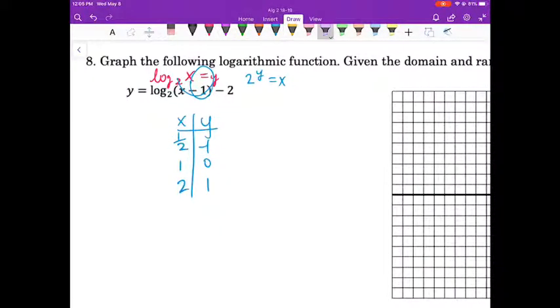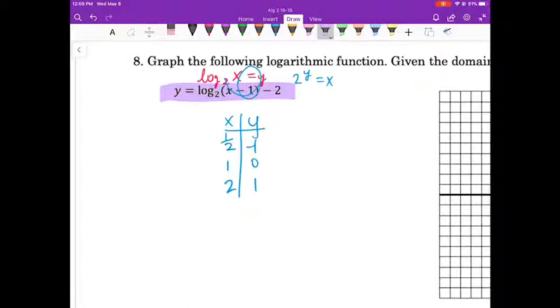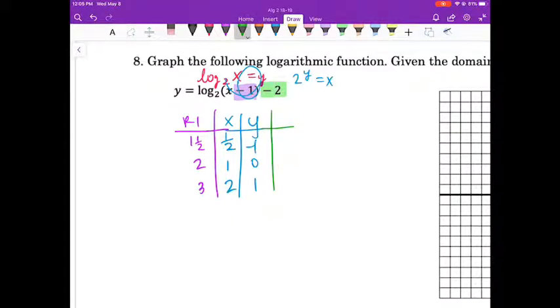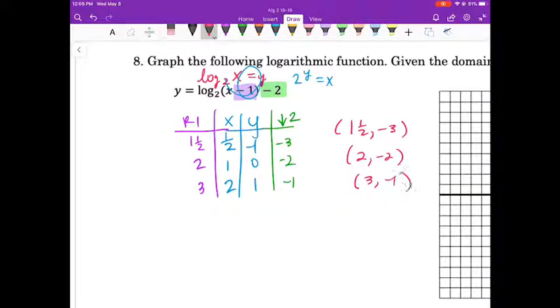Then from there, think about how your function is actually different from your parent function. Well, you've got that minus 1 attached to your x. That is a horizontal translation to the right one. So take all of your x coordinates and add 1 to them. So we've got 1.5, 2, and 3. And then take all of your y coordinates and shift them down, a vertical translation down 2. So take your y coordinates and subtract 2. We've got -3, -2, and -1. So the points that we want to plot are (1.5, -3), (2, -2), and (3, -1).